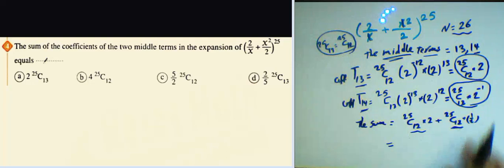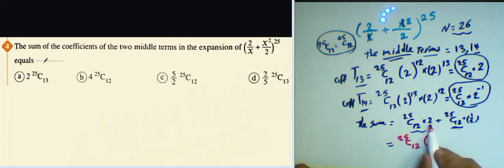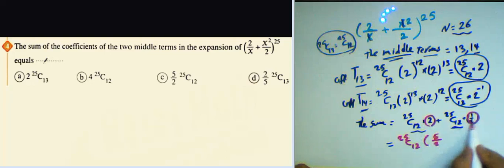So we can change it here. And then we can write the common factor between them, 25 combination by 12 outside here. We can find the sum between 2 and half, it will be 5 over 2. 2 plus half is 5 over 2.